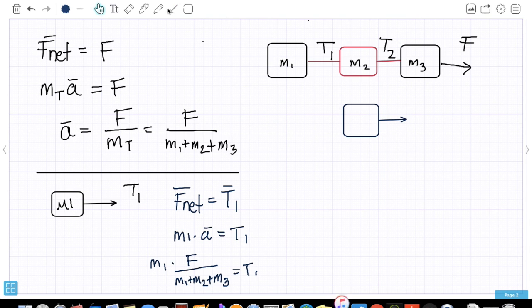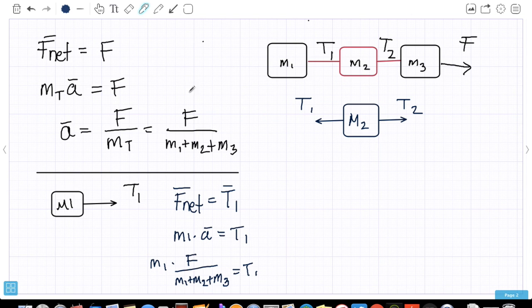It's got two forces, one going left and one going right. So T1 is going to the left and T2 is going to the right. Now notice before T1 was going to the right on mass 1 and T1 is now going to the left on mass 2. And that has to do with Newton's third law. A force is pulling on mass 1, but then we have to have an equal and opposite reaction force going the other way. So that's being applied to mass 2.